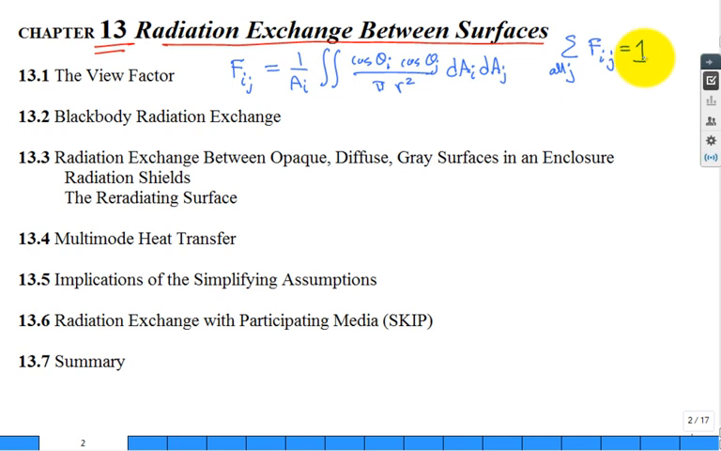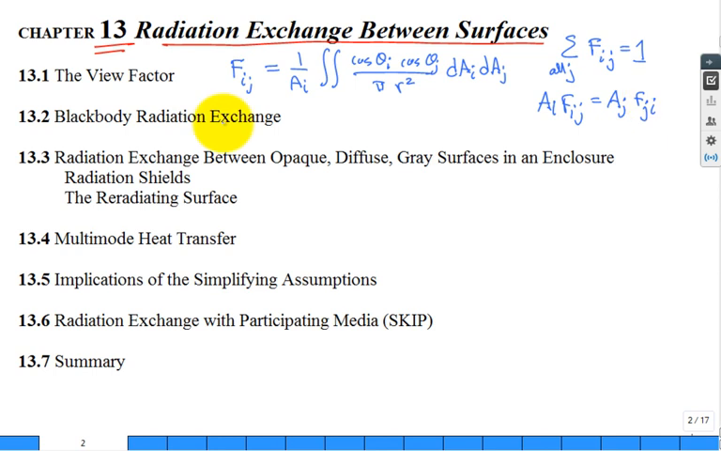All right. The other rule is the reciprocity. If photons can leave i and hit j, then probably, or definitely, some photons can leave j and go back and strike i. And so the reciprocity equation is Ai Fi to j is equal to Aj Fj back to i. And we use those in a couple cases to calculate view factors for a network or for an enclosure.